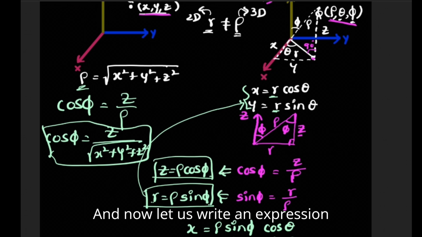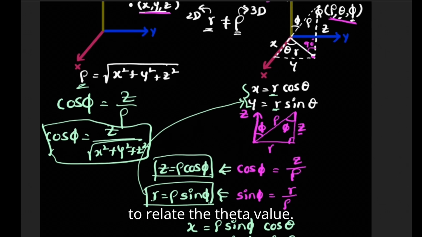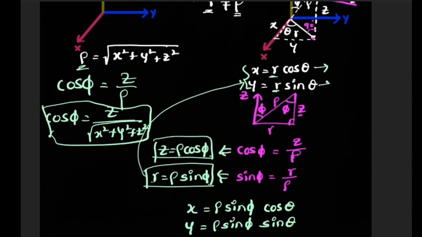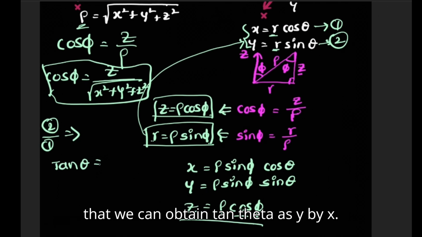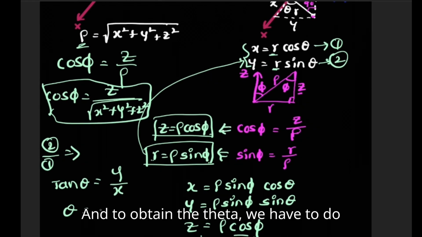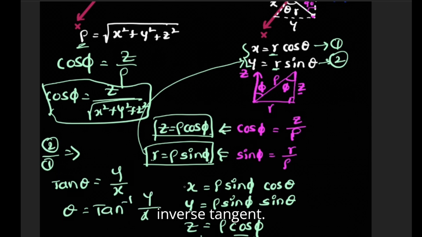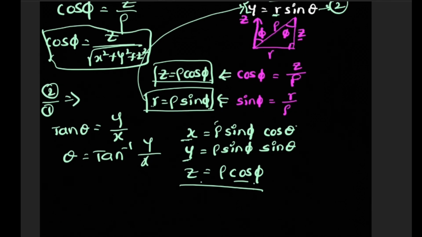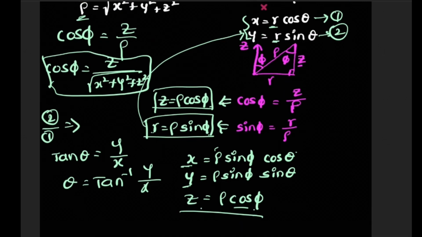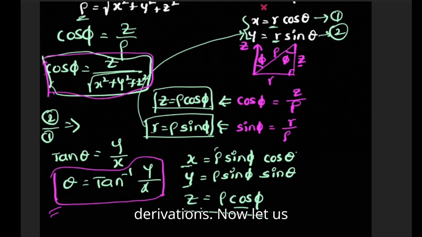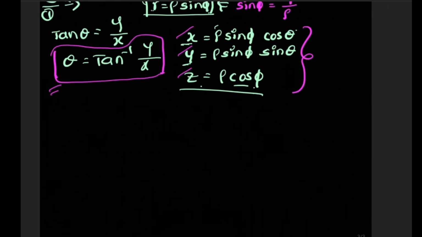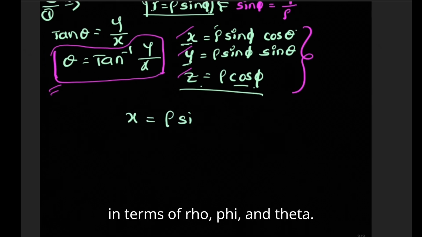And now let us write an expression to relate the theta value. For that we have to divide 2 by 1 so that we can obtain tan theta as y by x. And to obtain theta we have to take the inverse tangent. Now these are the expressions that we have obtained from all the derivations. Now let us summarize x, y, z in terms of rho, phi and theta.